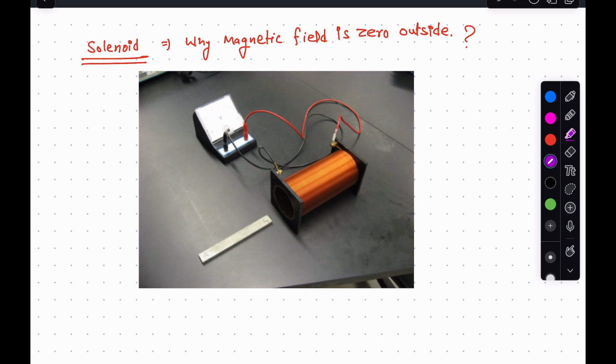So here you can see an example of the solenoid, this kind of arrangement which we call a solenoid, where basically we take a cylinder like this, okay, and on top of that we do the winding of some wire like that. We wind the wire on that.